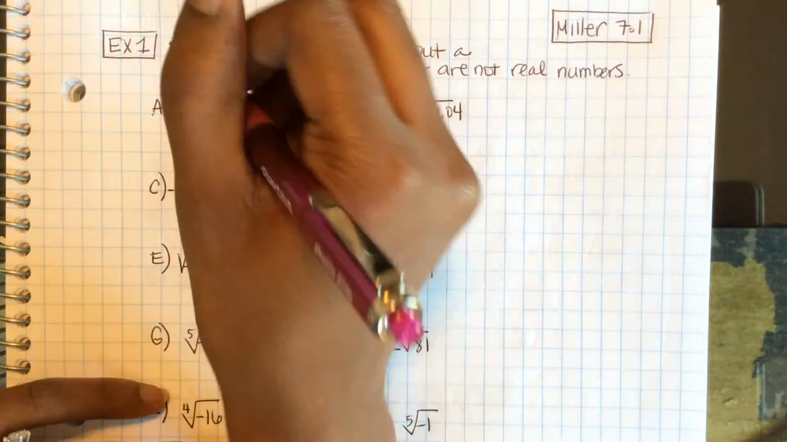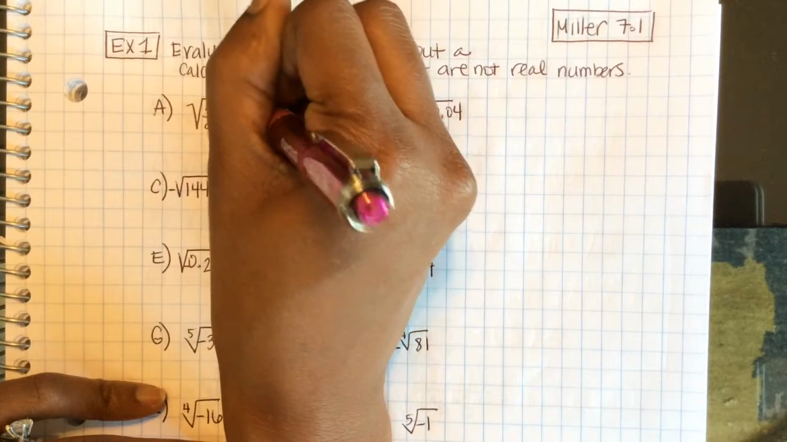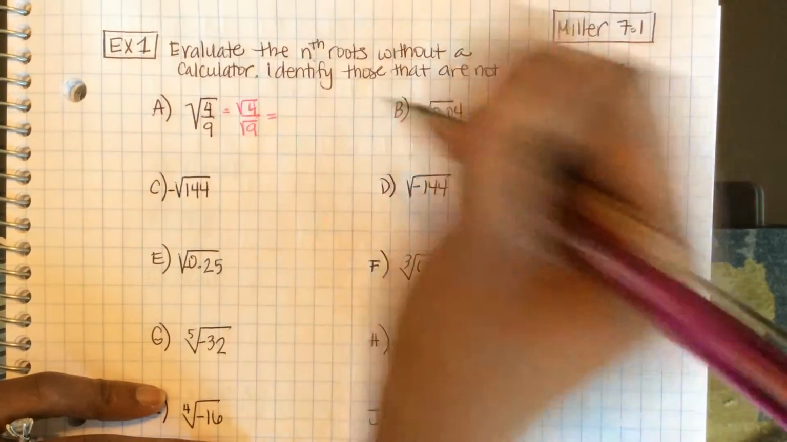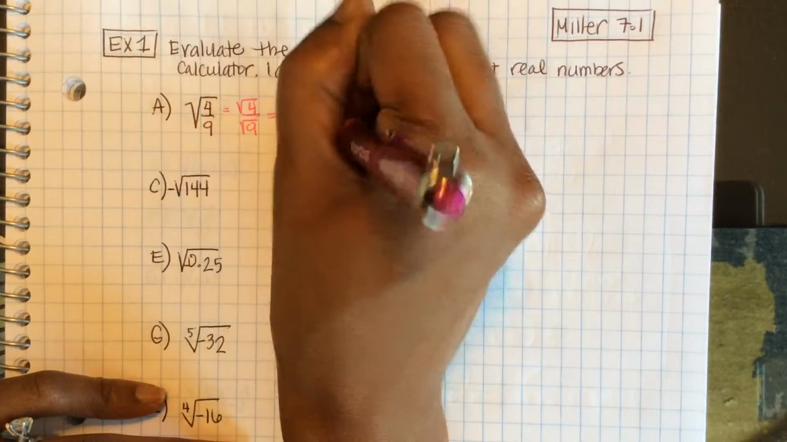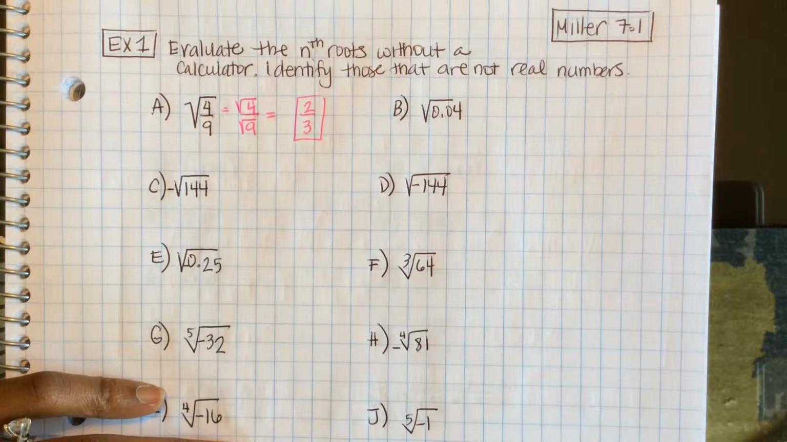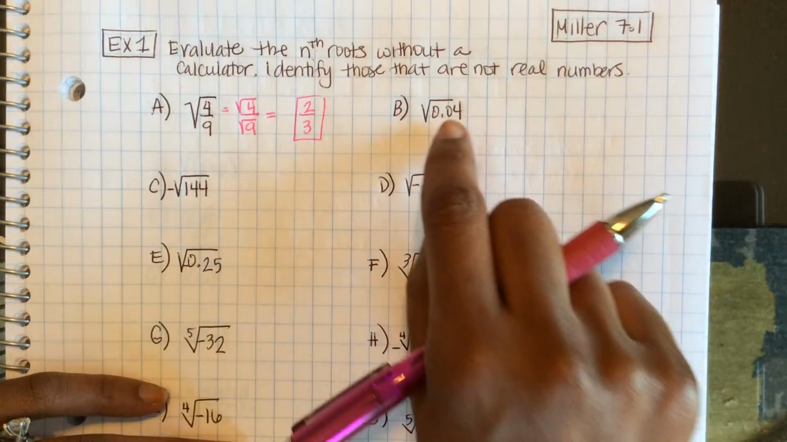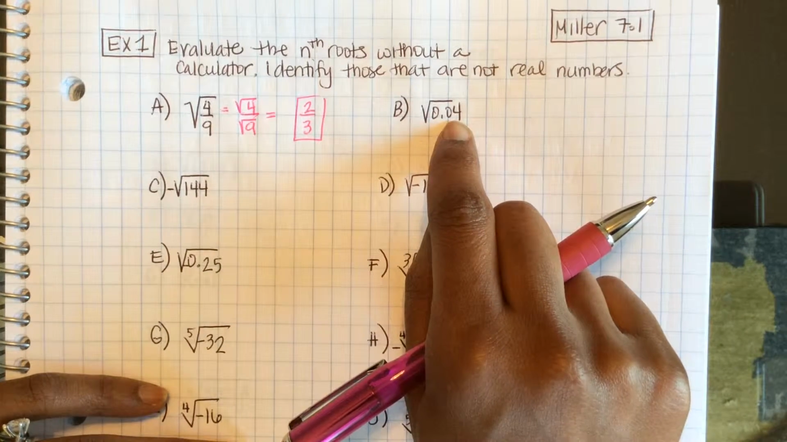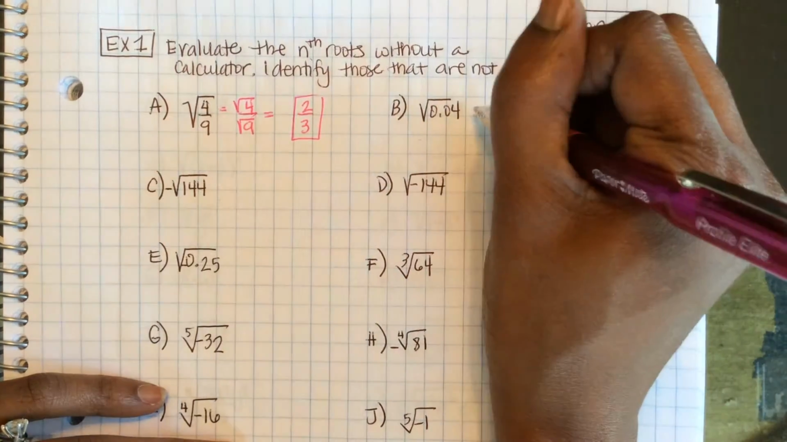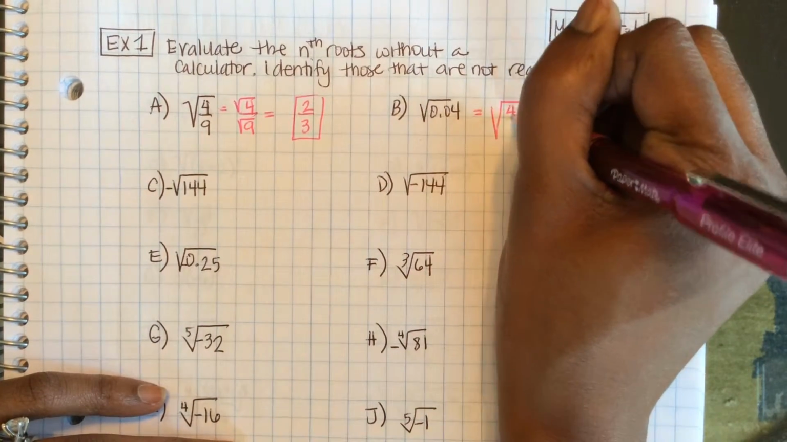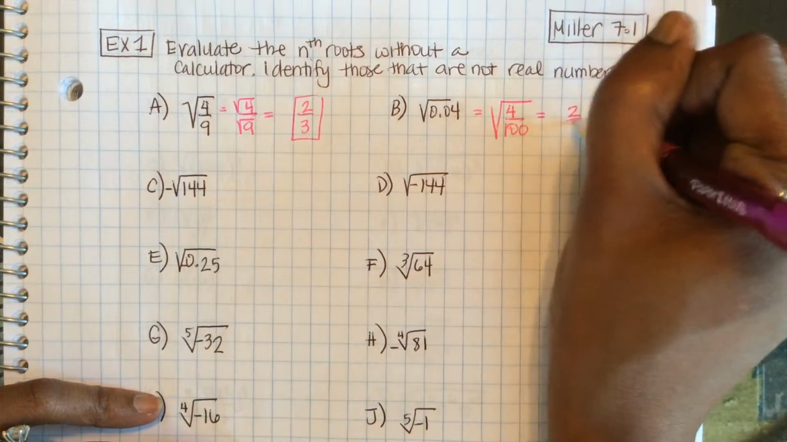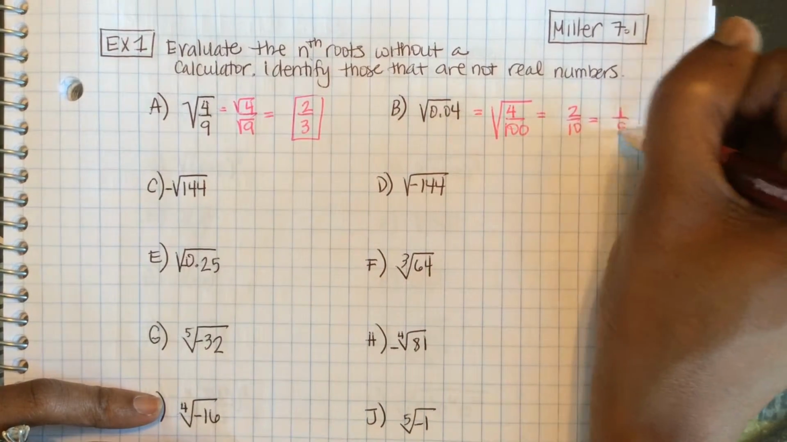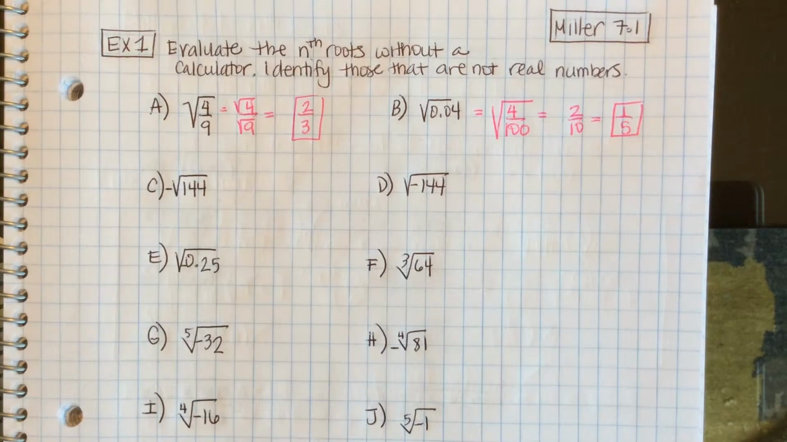In A, I have square root of 4/9. That's the same as square root of 4 over square root of 9, which is 2/3. Square root of 0.04. Decimals, I don't like. If I read this out loud, it would be 4/100ths. So this is the same as the square root of 4/100ths, which would be 2/10ths or 1/5 after I reduce it.